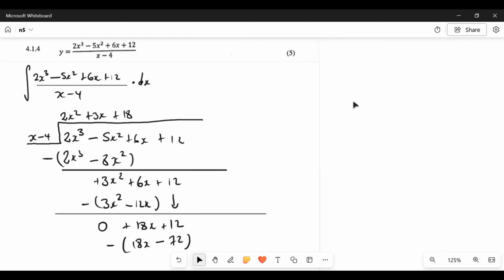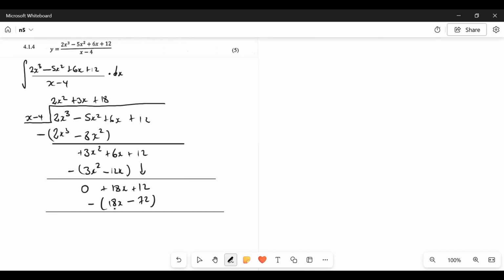Alright, so from here we have to subtract and add this. So if you multiply by this negative outside the bracket, this 18x is going to be negative 18x plus 18x, that's going to give us 0. If you multiply this negative with negative 72, that's going to give us positive 72. And then if you say 72 plus 12, that's going to give us plus 84. So this here is our remainder.